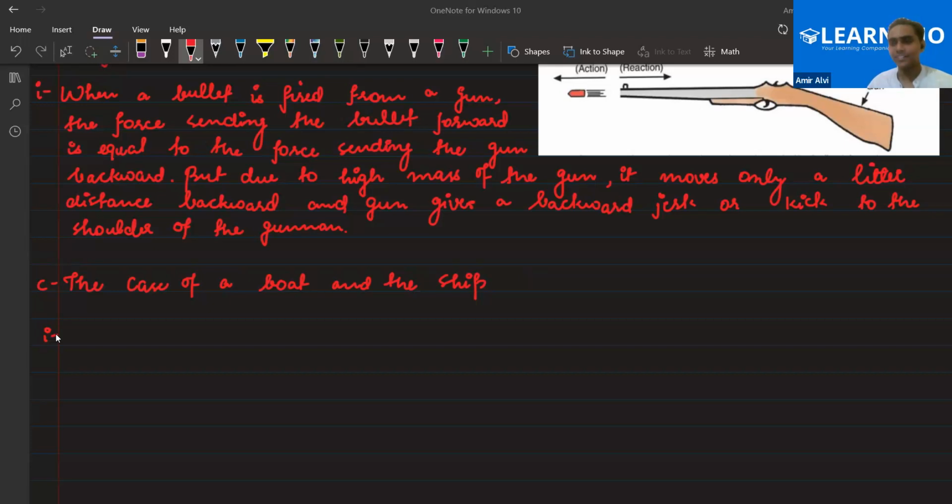I also had a ride on the boat. I think it was in 2016. I went to Kashmir for the holidays, like Srinagar. That was my first experience of a boat ride.